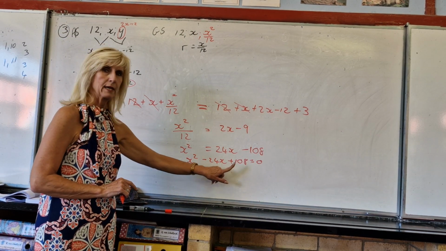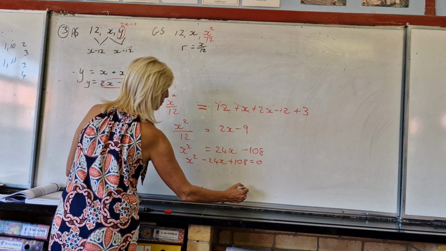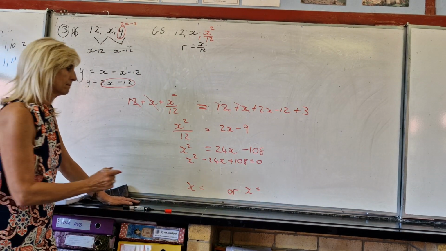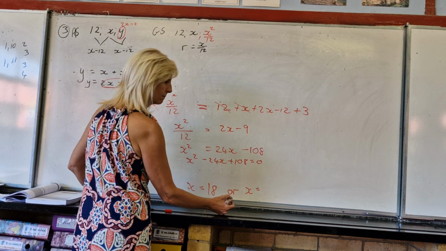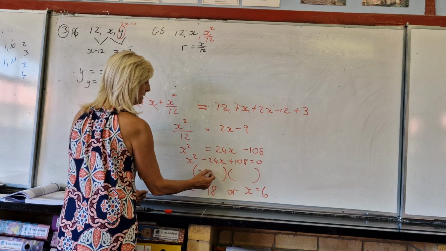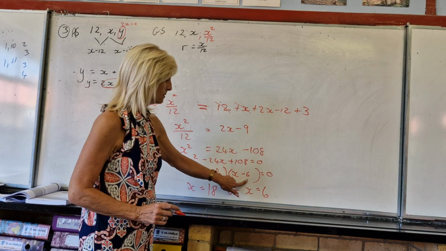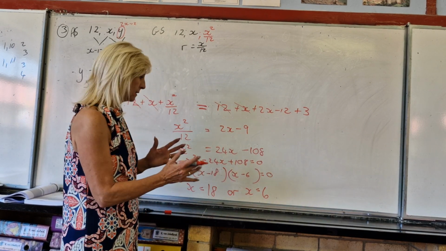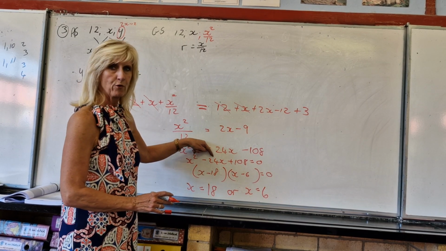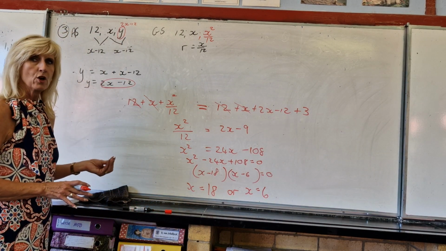A, B, and C. My answers for x are, please, 18. Thank you. So this should have been (x minus 18)(x minus 6). And double check: is minus 18 times minus 6 equal to plus 108? If you really wanted to check everything else, minus 18 and minus 6 is minus 24x. Everything works out fine. So that x could have been either 18 or 6.